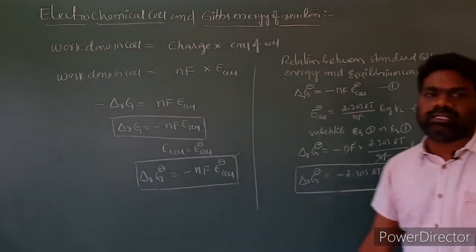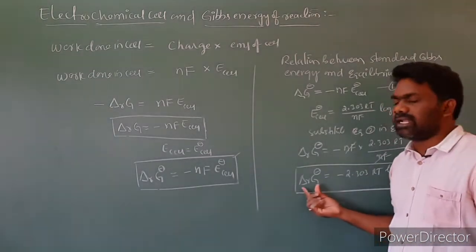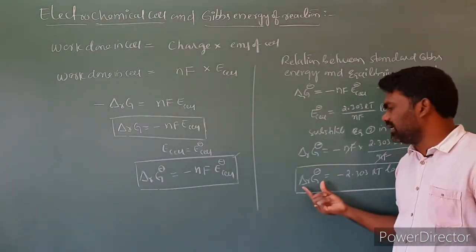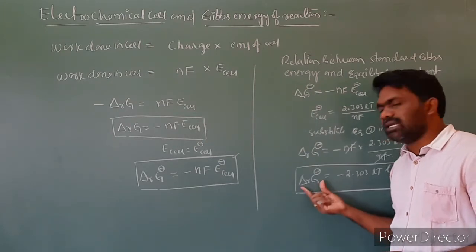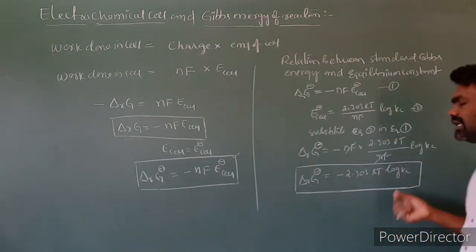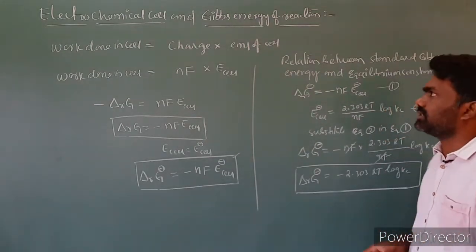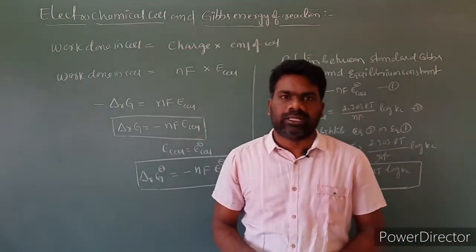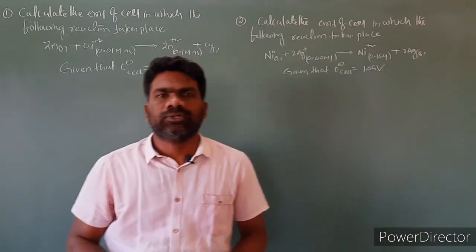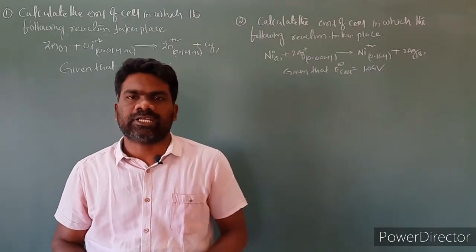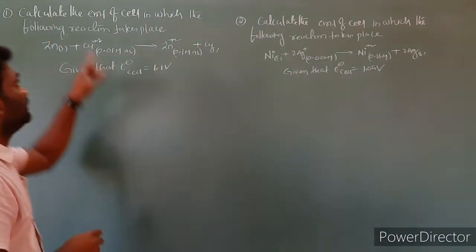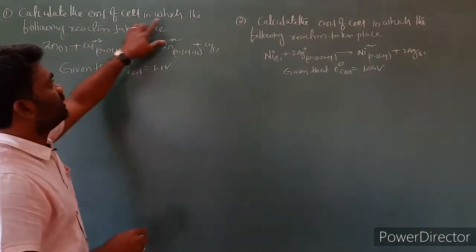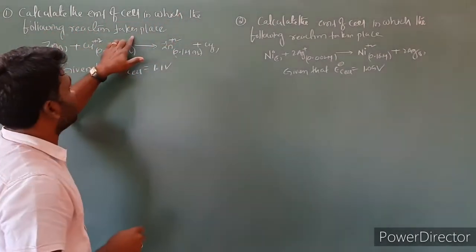So this is the relationship between the standard Gibbs energy and the equilibrium constant. So this is the electrochemical cell and Gibbs energy of reaction. Next, problems based on the Nernst equation. In problem number 1, calculate the EMF of the cell in which the following reaction takes place.